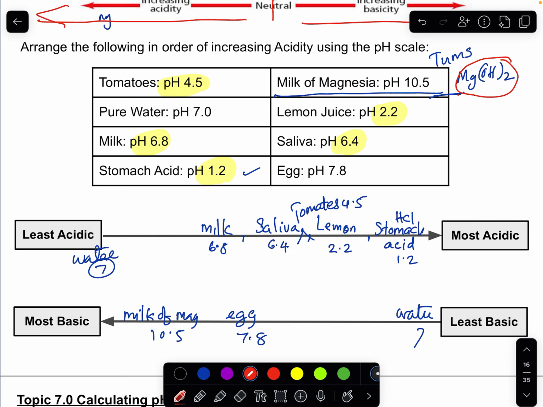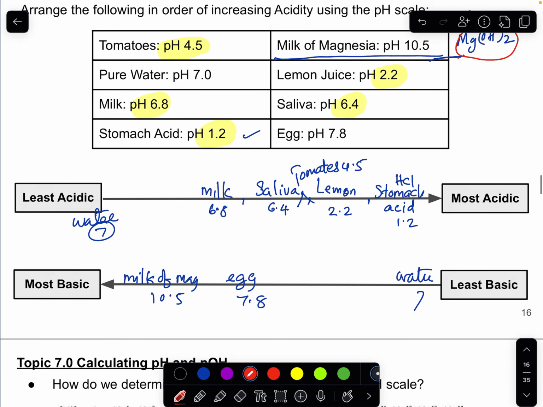So here, look at the pH. We know that all these highlighted ones are acids because their pH is lower than 7, right? And the other ones above are basic because they are above 7. And we have to order them in the increasing order of acidity. So stomach acid, which is hydrochloric acid, has a pH of 1.2. That is the most acidic. You have to write that there.